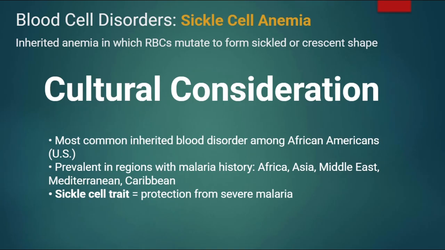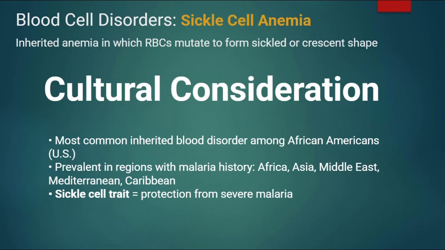When we discuss sickle cell anemia, it is important to understand its cultural and global context. In the United States, sickle cell anemia is the most common inherited blood disorder among African Americans. About 1 in 365 African American children are born with the disease, and about 1 in 13 carry the trait. Globally, sickle cell is found in areas where malaria is or was historically common, including Africa, the Middle East, parts of India and Asia, the Mediterranean region, and the Caribbean.